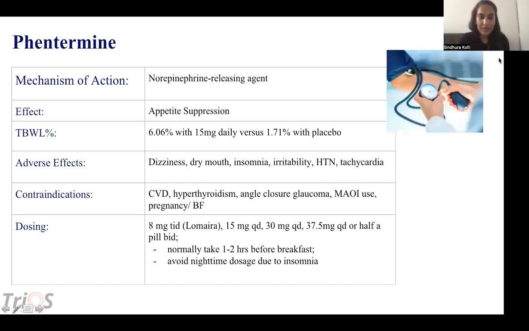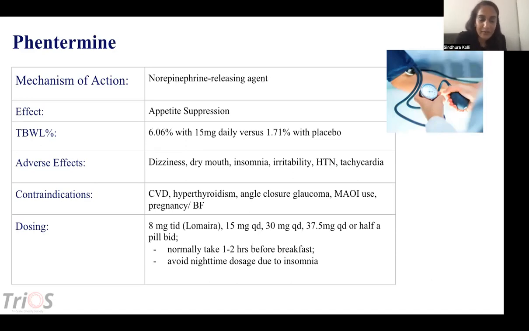One of the options that we can talk about first is phentermine. Phentermine is a norepinephrine releasing agent. This would be an ideal medication to start in this type of patient because they don't have any of the cardiopulmonary risk factors that we look out for. And because it's generically available, it is one of our most affordable medications.